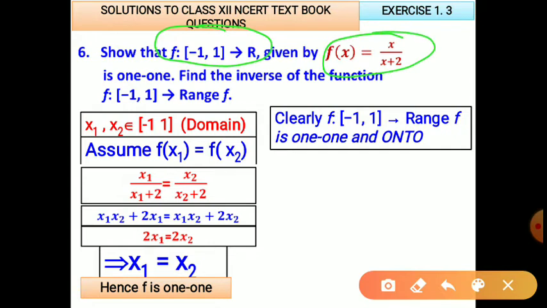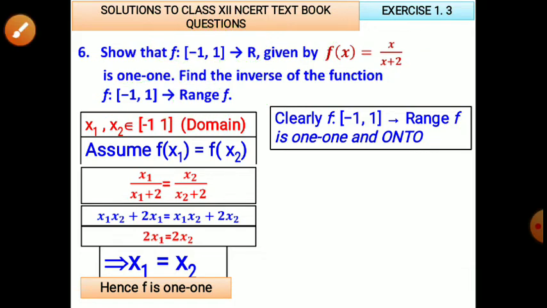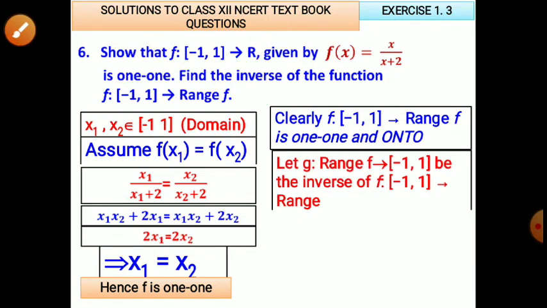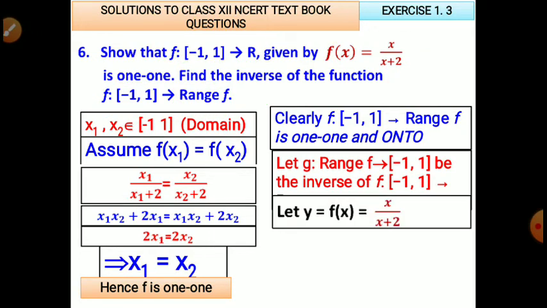So that's why it is very clearly stated: find the inverse of the function if f is given from minus 1 to 1 to the range of f. Since the codomain is given as the range of f, whatever it is, that is the codomain. In the codomain place it is very clearly mentioned the range of f. So range of f and codomain are both equal, which means it is an onto function.